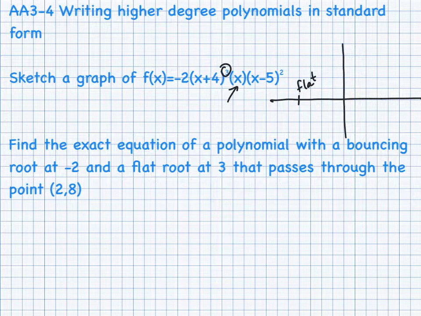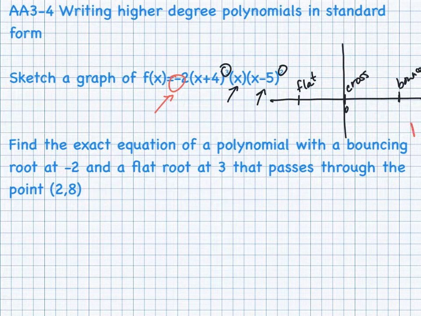The next factor is our x, which means we have a root at 0, and that is a crossing root because it has no exponent. And the last one, the x minus 5 squared, so that root is positive 5, and that is going to be a bouncing root because of the even exponent. We also know that this has a negative orientation, and so that means that it's going to end down.